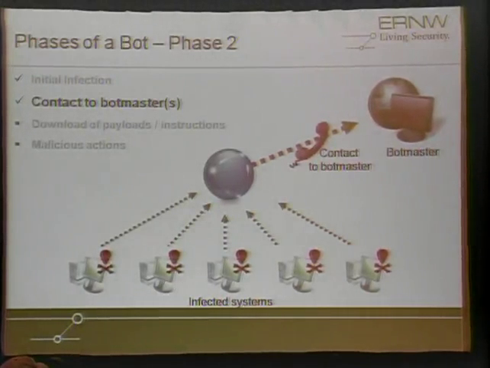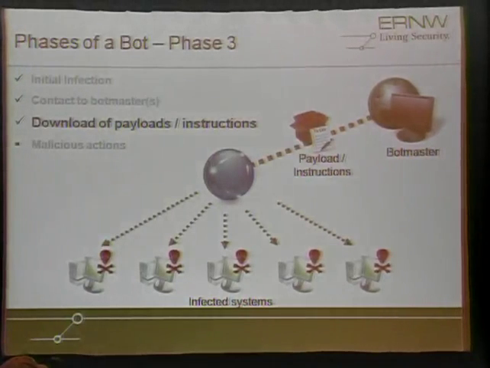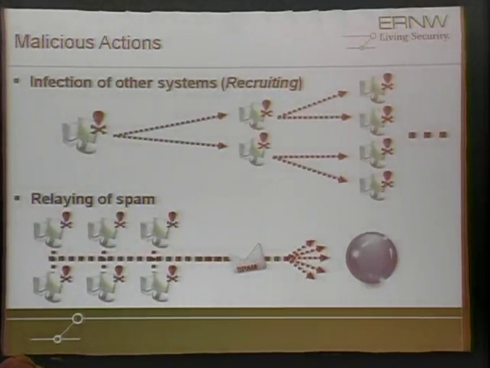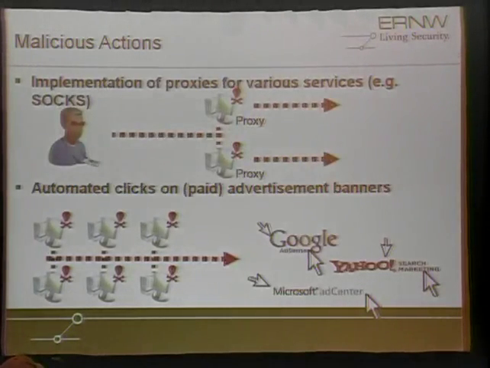the bot tries to contact some central entities to receive commands and to receive payloads. These payloads may be adapted for different purposes and may perform different actions. And this is exactly what the very purpose of a bot is about, performing malicious actions, which can be DDoS attacks, infection of other systems, which is called recruiting, or relaying of spam. This is declining as it's less and less needed to use bots for this. It could also be implementing various kinds of proxies for different purposes, to hide attackers or malicious entities behind harmless, or in that case no longer harmless, client computers. It could be clicking on paid advertisements. All sorts of nasty stuff is usually performed by bots.